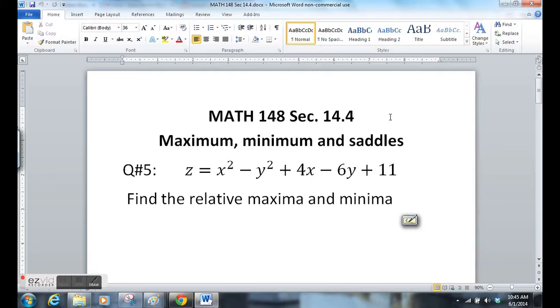Hey guys, Math 148, section 14.4, last section: maximum, minimum, and saddles. I should say maxima, minima, and saddles. What are saddles? Well, we'll get to that in a minute. So here's an example of the problems in this section.